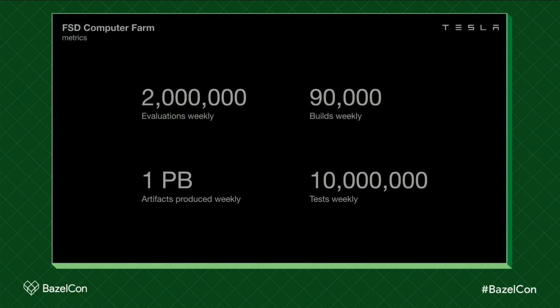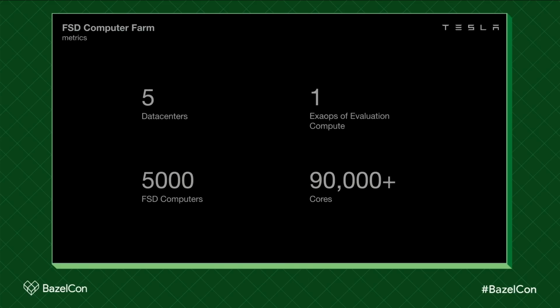With all this telemetry, we've recorded our load to be 2 million evaluations, 90,000 builds, 1 petabyte of artifact produced, and 10 million tests every single week. To support this level of load, we had to set up cutting-edge compute across 5 data centers with 1 exaOP of evaluation compute on over 5,000 FSD computers, utilizing over 90,000 cores.